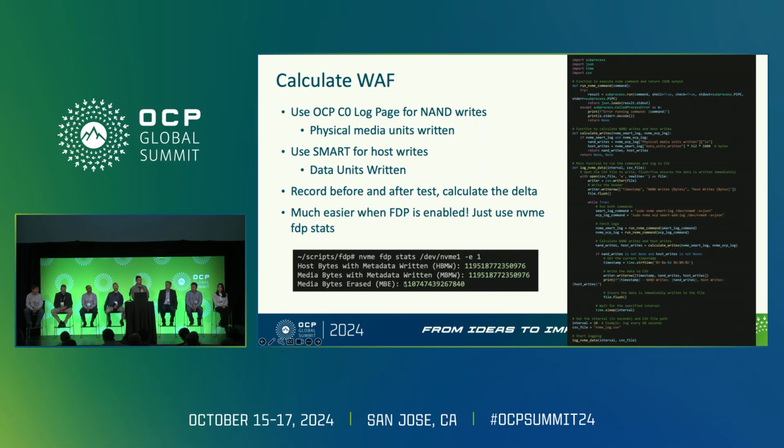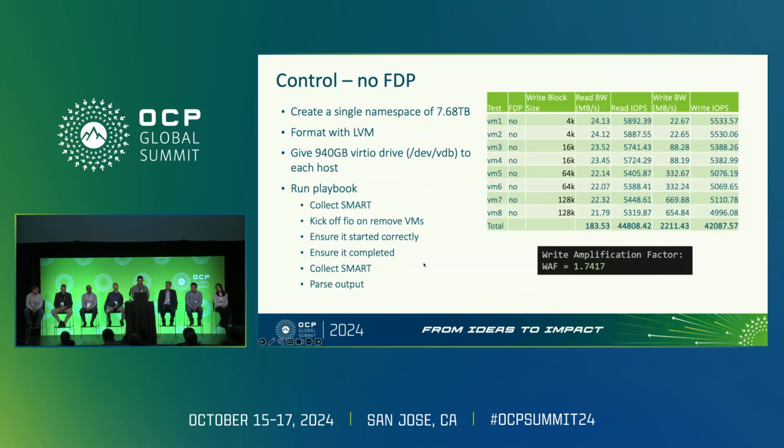It's very nice with FTP enabled. You can run one command, nvme fdp stats, and get the WAF right away. So this is very, very convenient. So with the control, I basically have a single namespace, single drive, 7.68 terabytes with FTP off.